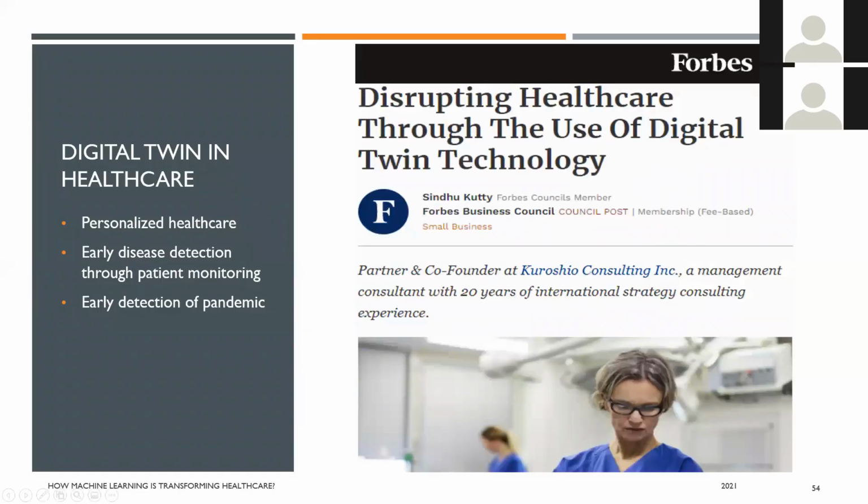So this is an interesting article about how digital twin technology can disrupt the healthcare sector. Digital twins are virtual models of physical devices that enable real-time decision-making through predictive simulations to generate valuable insights. This can be achieved with a combination of machine learning algorithms and specialized hardware. The researchers are anticipating a number of advantages from using this technology in healthcare, for example, early disease detection through patient monitoring, early detection of epidemics and pandemics, or personalized healthcare.